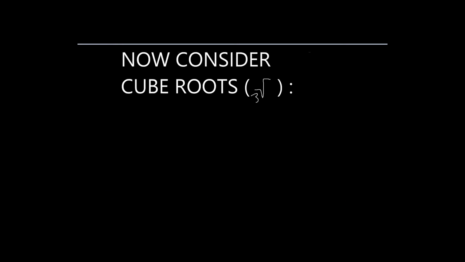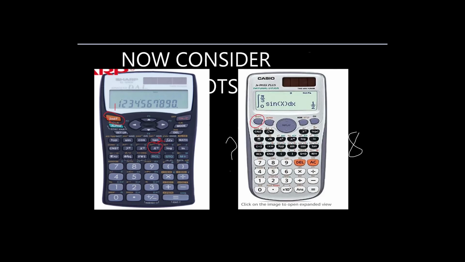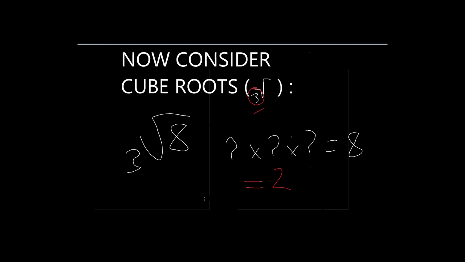So let's consider the cube root. Now notice there's a 3 out in front of the root this time instead of the 2 which we had before. So let's consider the cube root of 8. What we're asking now is which number, when times 3 times, is equal to 8. If we put this in the calculator, we get 2. So what that means is 2 times 2 times 2, notice 3 times, is equal to 8.